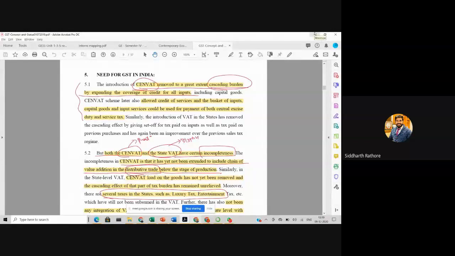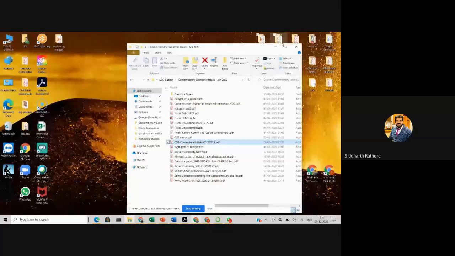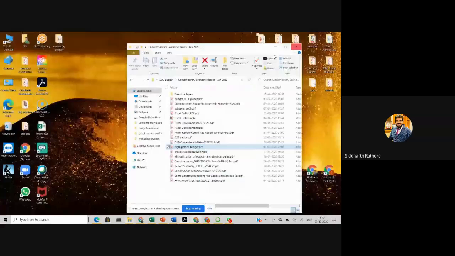Simple algebra, I mean, of course, I would assume that you should know how to add and subtract. So that is the kind of numerical that is asked. Let me show you highlights of the budget. So let me show you the kind of numerical that is asked also.